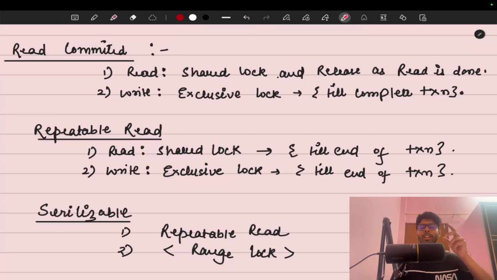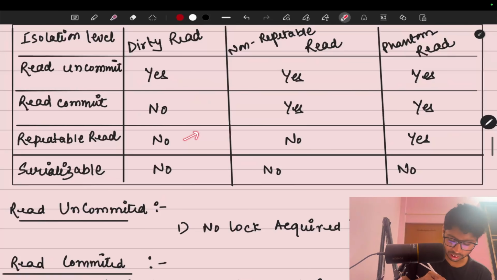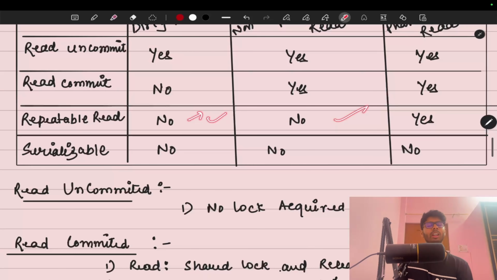So previously we would take a shared lock, but as soon as we finished reading it, we would release it. But this time we are going to hold the shared lock for the whole transaction, and the write lock also for the whole transaction. Now this solves the problem of dirty read and non-repeatable read. But again, it is not able to solve the problem of phantom read. So let's see how repeatable read solves those two problems, but not phantom read.